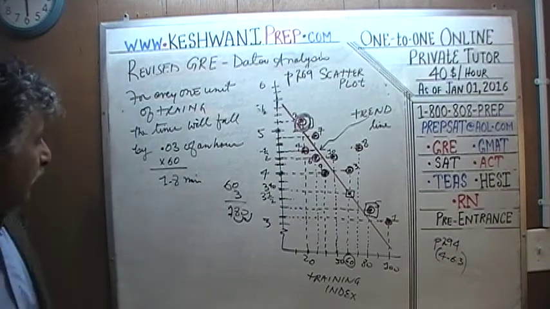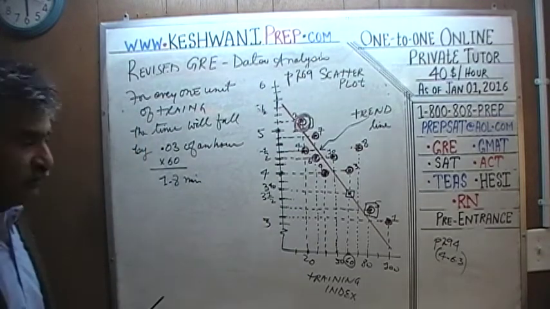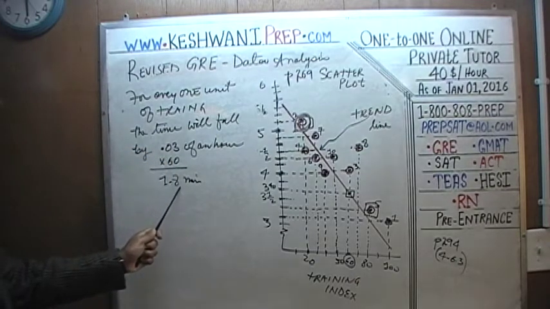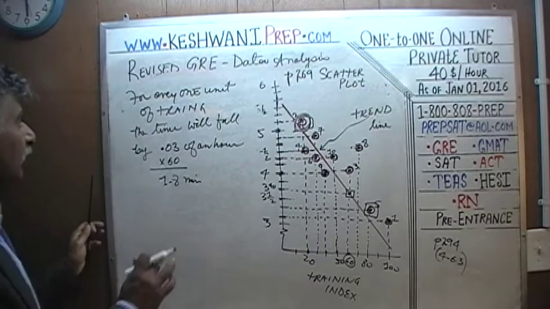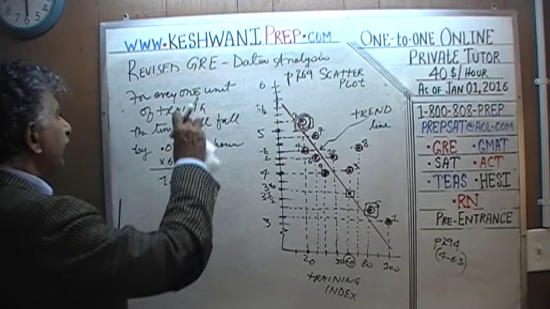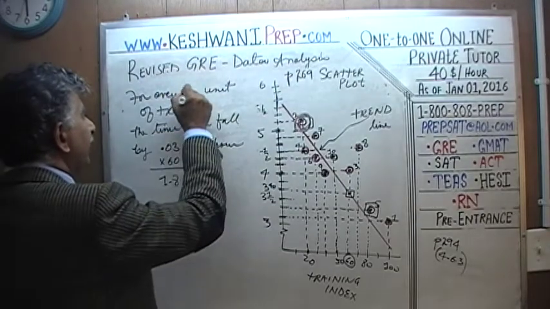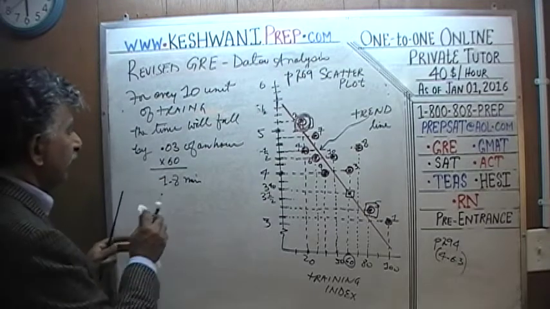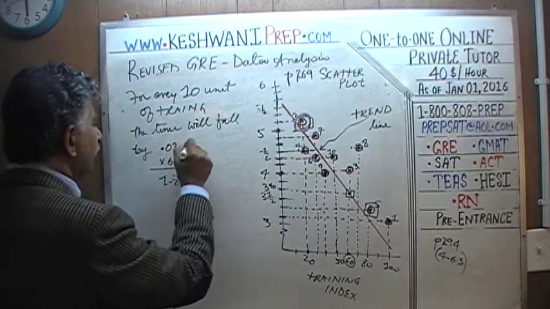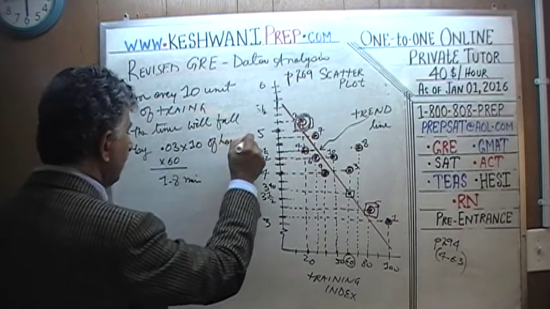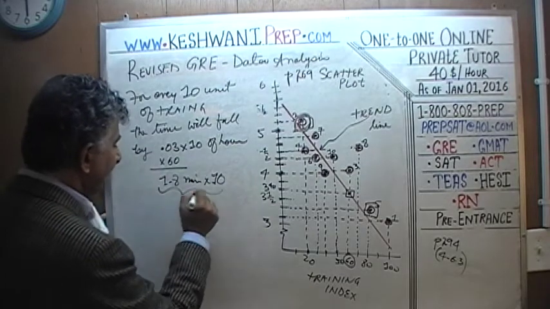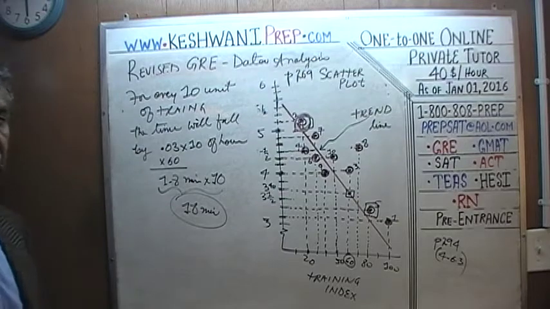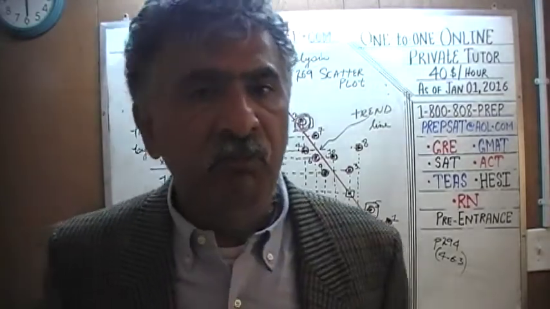What this tells us is that for every 1 unit of training, you can expect your finishing time to reduce by 1.8 minutes. Or if you like, instead of every 1 unit, we can speak in terms of 10 units. For every 10 units of training, you can expect your finishing time to go down by 0.03 times 10 of an hour, which is 18 minutes. Every time you increase your training by 10 units, you can expect your finishing time to fall by 18 minutes.